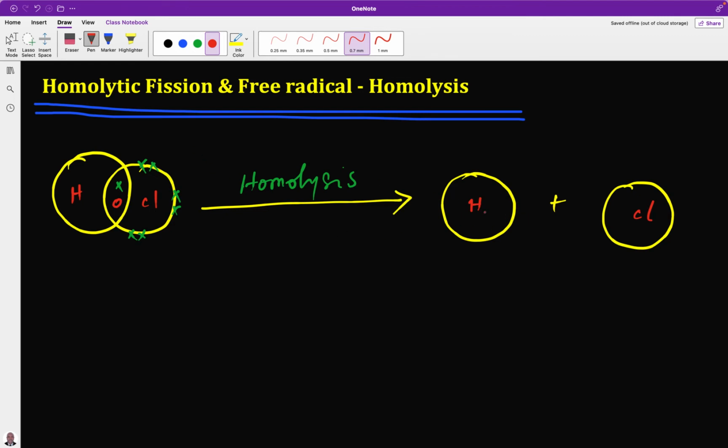When this bond breaks, what happens? Since I said it results in an even break, this is an even bond breaking, where both atoms in the covalent bond leave with one electron. This is how it goes. Hydrogen will take back its electron, one electron in this bond. Then chlorine takes one again.